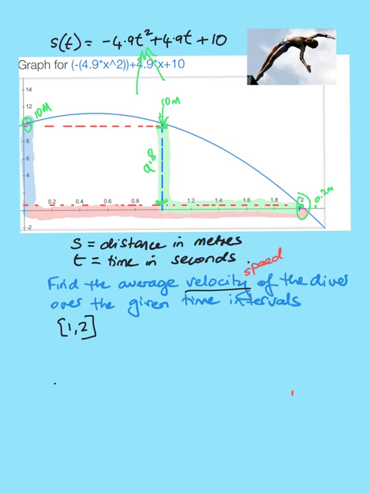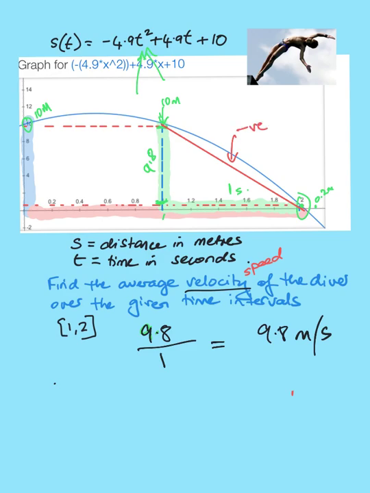Now the time between 1 second and 2 seconds is just 1 second. So to find the velocity, it's going to be 9.8 over 1. So it's 9.8 meters per second. But if you have a look at this gradient, this is a negative gradient. Okay, so it's actually negative 9.8.